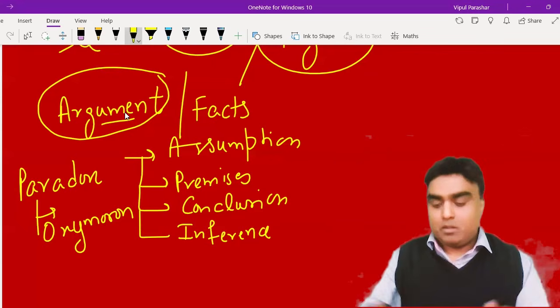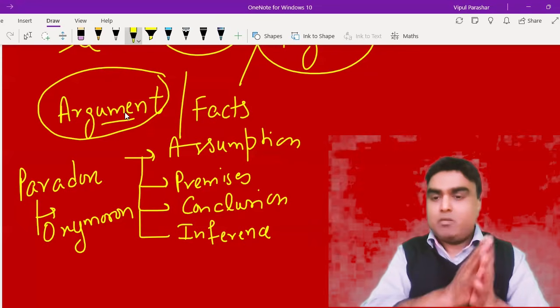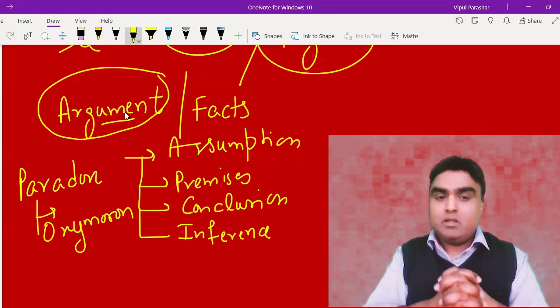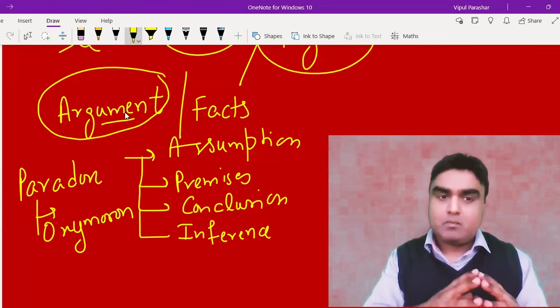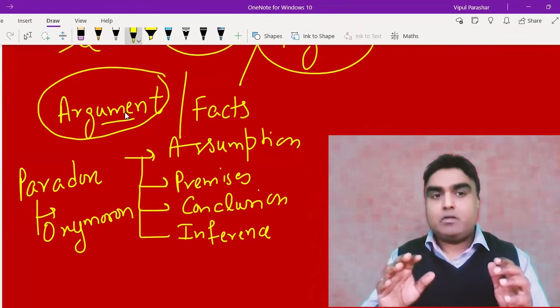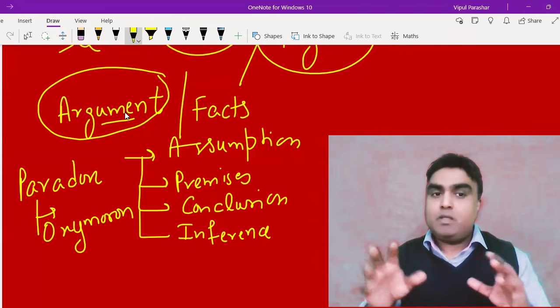Argument. Now coming back to the argument, an argument would have all kinds of components in it. It would have premises, maybe an assumption, and it will make a conclusion out of it. So all these facts will make an argument. So whenever you would be dealing with the CR part, critical reasoning questions, there will be two kinds of questions. One would be argument based, and one would even be fact based.